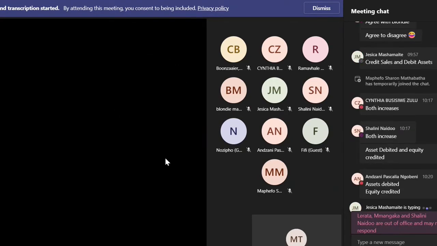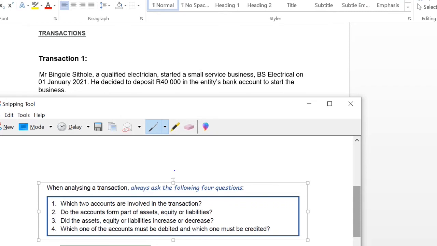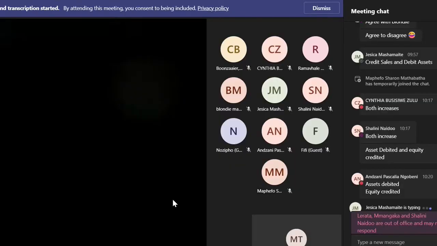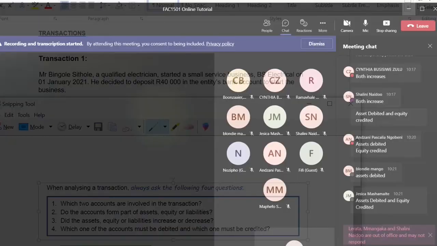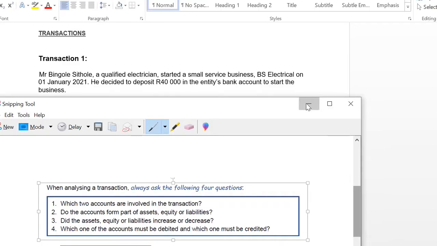And Andy is saying asset debit, equity credit. That's Andy there. And then number 4, so everybody is saying asset debit and equity credited. Jessica is saying asset debited and equity credited. So everybody is agreeing with the same thing.